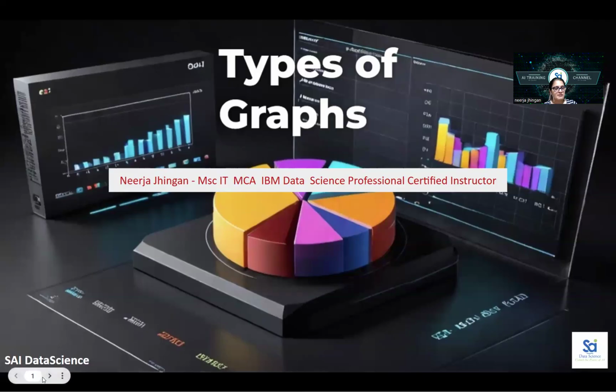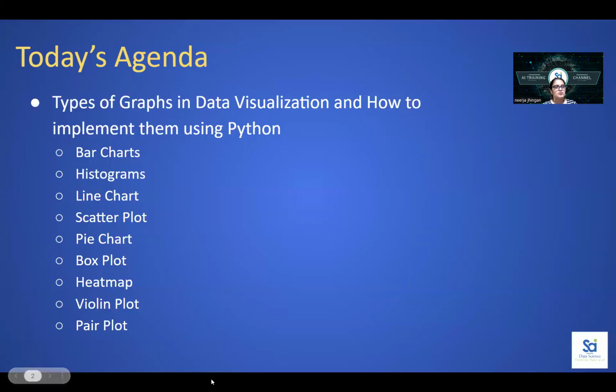So let's start. These are the different types of graphs in data visualization, which I'm going to discuss today: bar charts, histogram, line chart, scatter plot, pie chart, and so on. I'm going to discuss each and every graph one by one, and I will also show you how you can implement it using Python. So stay with me.